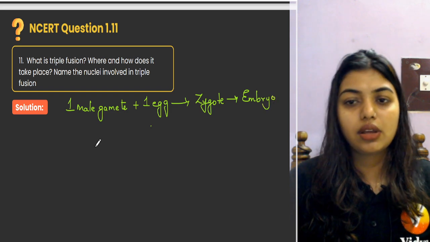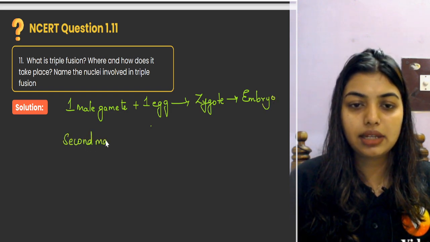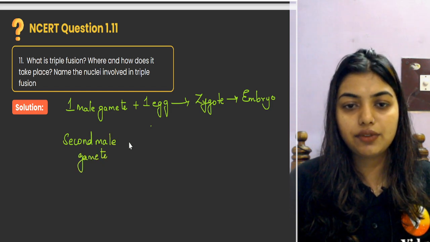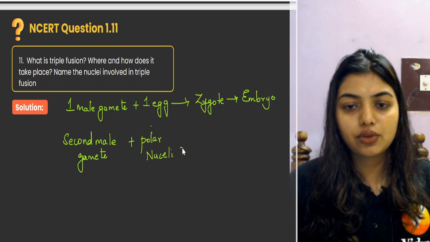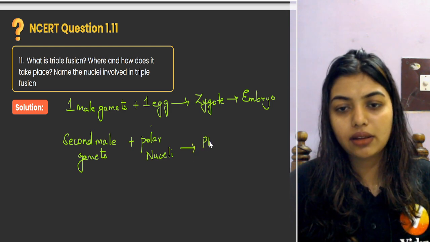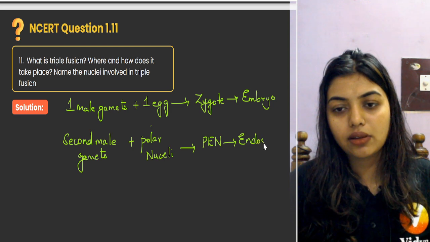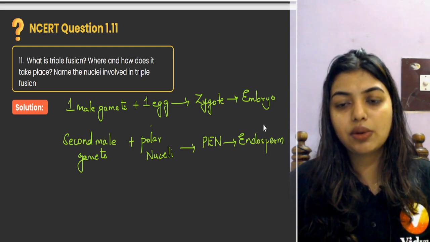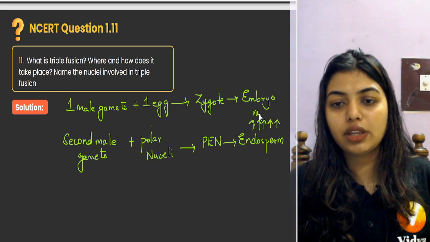Okay, embryo. Now the second male gamete, which was seen in the 3-cell stage, will fuse with the polar nuclei present in the central cell to form your PEN. That is the primary endosperm nucleus, whose fate is going to be endosperm. Now this endosperm will provide all the nourishment for the growing embryo. Understood? All the nourishment for the growing embryo.